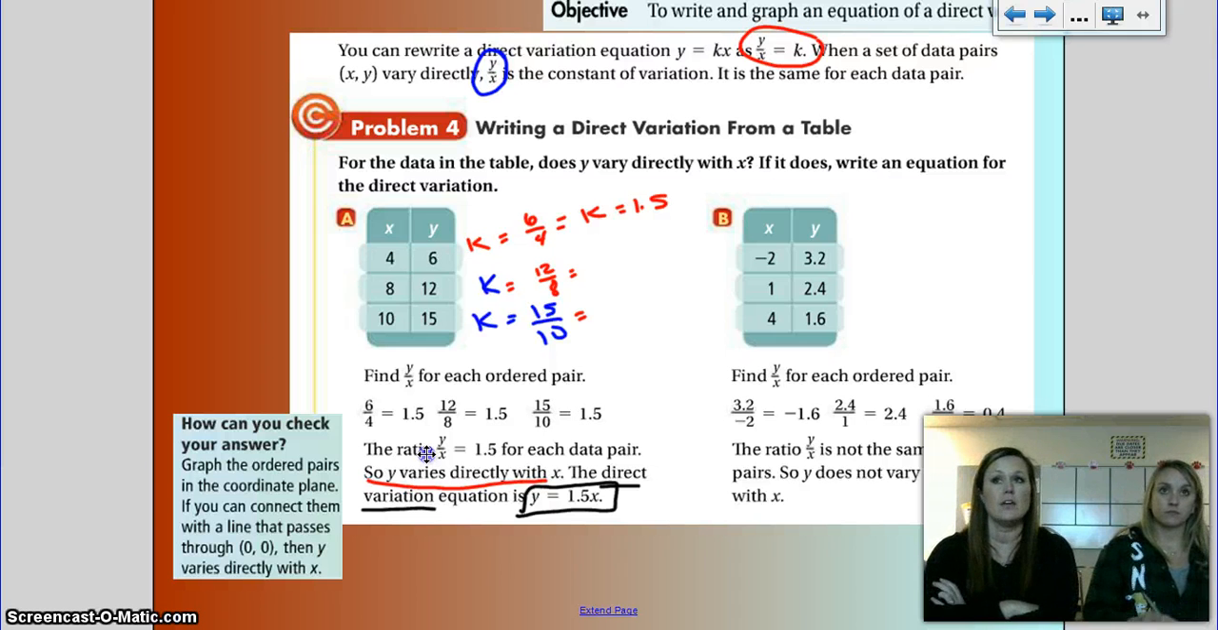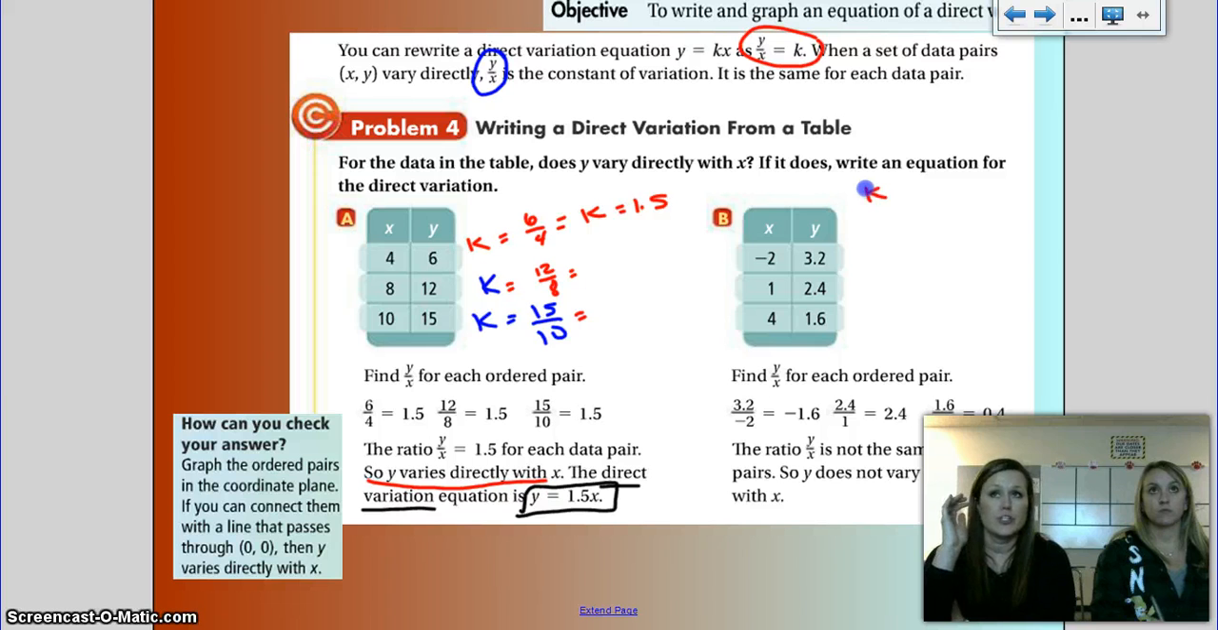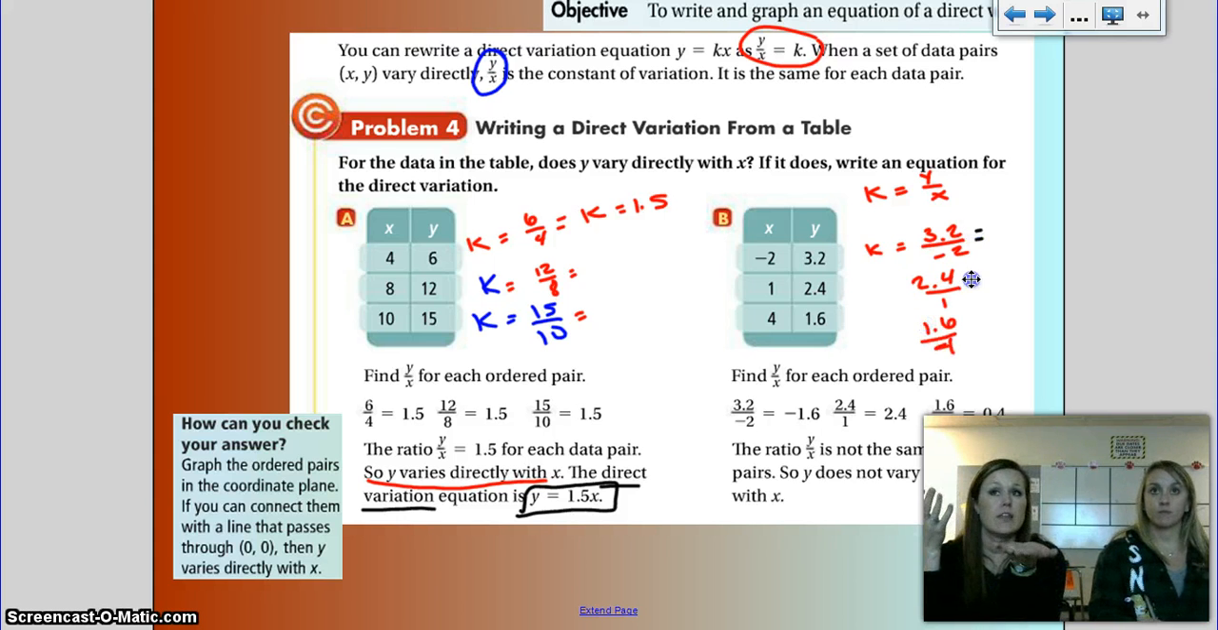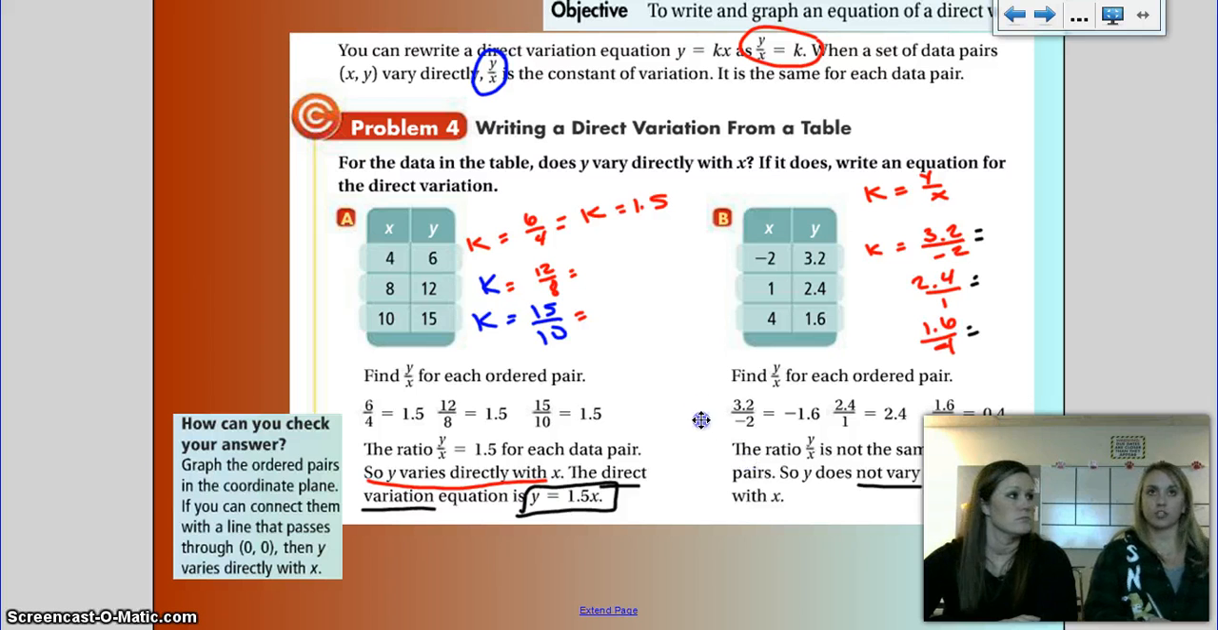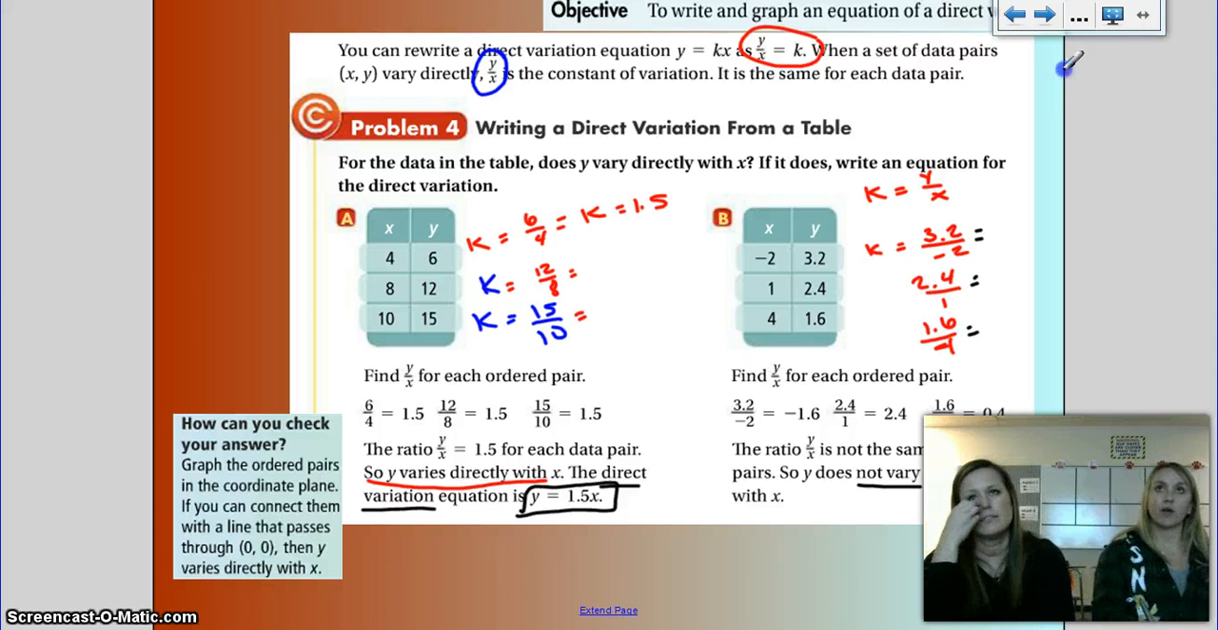Okay. So let's look at B. They did 3.2 over negative 2, over x. And then they did 2.4 over 1, and then 1.6 over 4, and then they divided them out. And as you can see, they got different decimal values for each one of those ratios: negative 1.6, 2.4, and 1.4. So then, because y over x does not give us the same value, this is not direct variation. And then we can just use our math logic there, because we see that we have a positive divided by a negative, and nowhere else is there a negative. Oh, so yeah, duh. Right away, you should know.